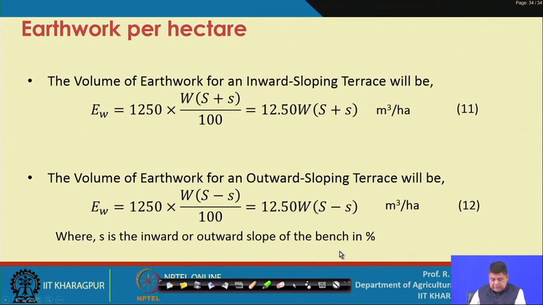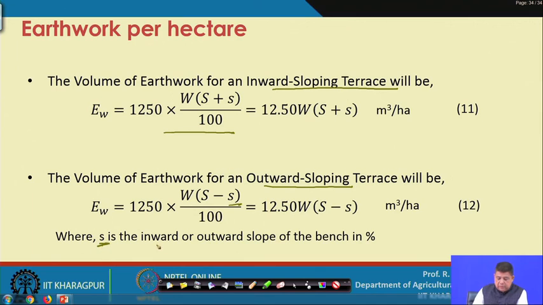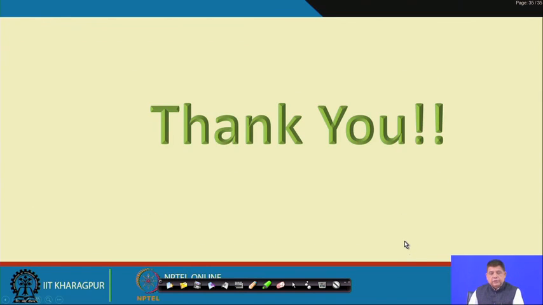So, volume of earthwork also can be found out for inward sloping terrace, which is given by this relationship, and for outward sloping terrace given by this relationship, where S is the inward or outward slope of the bench terrace. This can also be derived like we have derived for the vertical riser case. So, this derivation is very simple. So, 1250 times the width we have to put, that is the important point here. So, this is what it is.